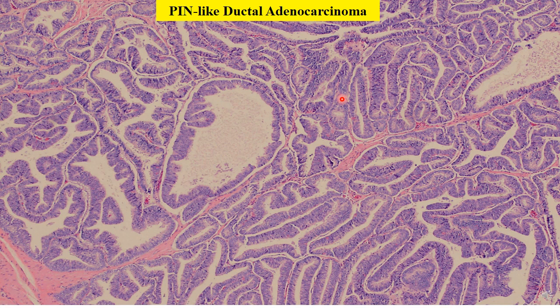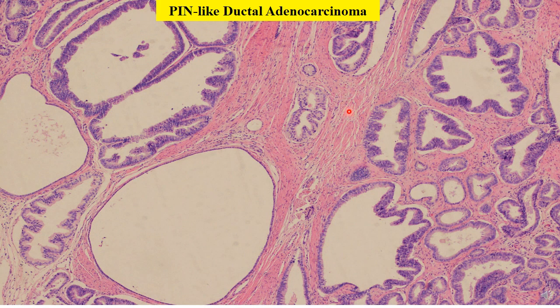So if you are in doubt, particularly in biopsy, it's a very important practice to do basal cell markers to see whether there is any presence or absence of basal cells. And PIN-like ductal adenocarcinoma is characterized by complete lack of basal cells.